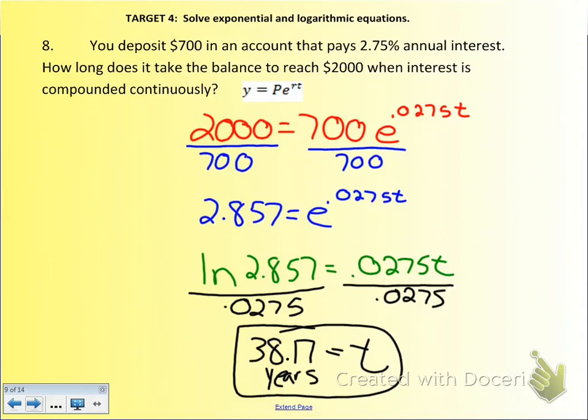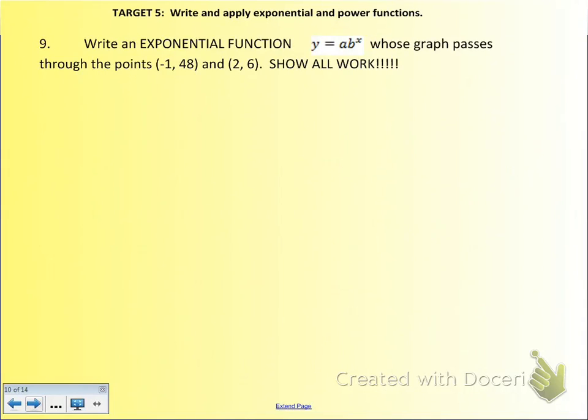And we get the glorious answer: it would take 38.17 years. That's a lot of time. I'm not even that old yet. And it's going to take that long to get $2,000 in our account instead of the $700. That's a long time.